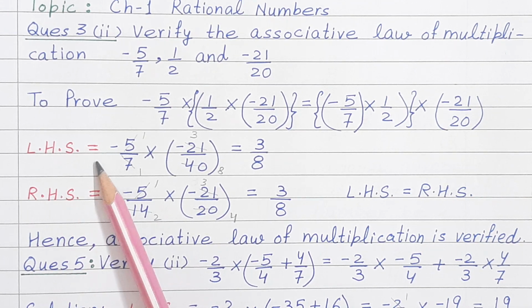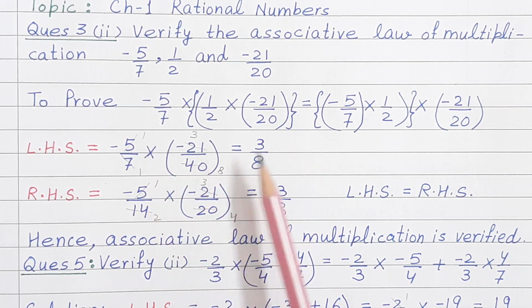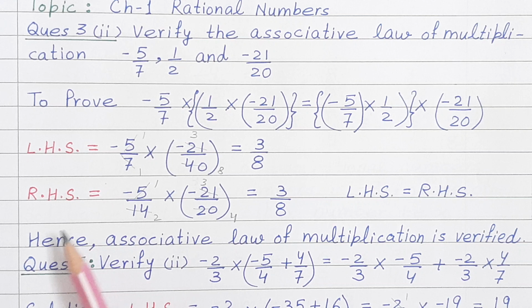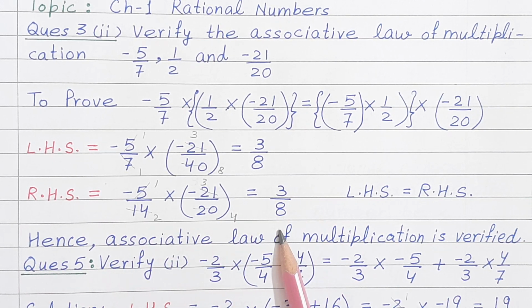Now left hand side is 3 upon 8 after solving. Similarly, after solving the right hand side, the answer is 3 upon 8. So LHS is equal to RHS. Hence, associative law of multiplication is verified. Is it clear to everyone now?